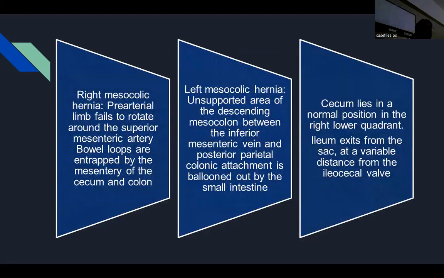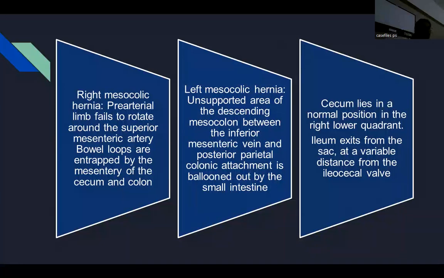So in the right mesocolic hernia, there will be a prearterial limb which fails to rotate. The prearterial limb of the small bowel fails to rotate around the superior mesenteric artery, and these bowels will get trapped by the mesentery of the cecum and the colon.